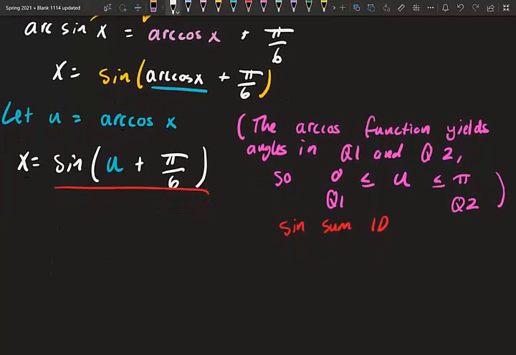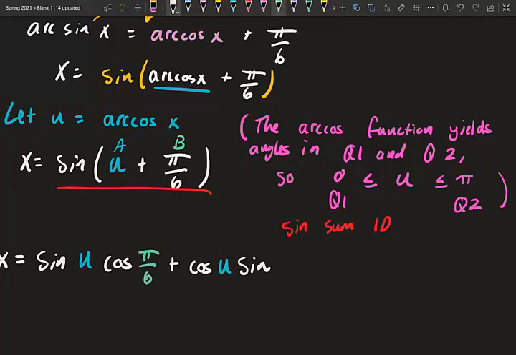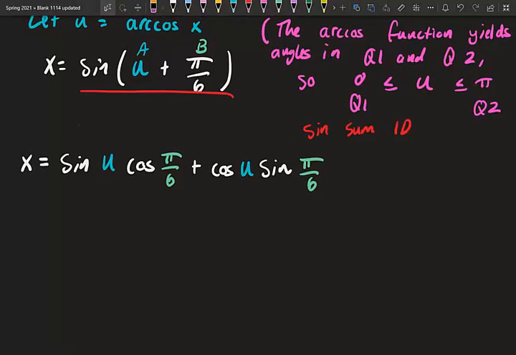And we have our a and we have our b. So we have x equals sine a, which is u, then cosine b, so cosine pi over 6, plus cosine a, which is u, and then sine b, which is pi over 6. So now we have our formula. We just need to find the values.